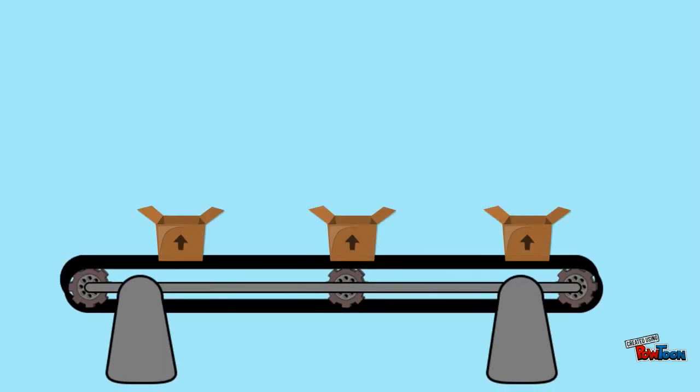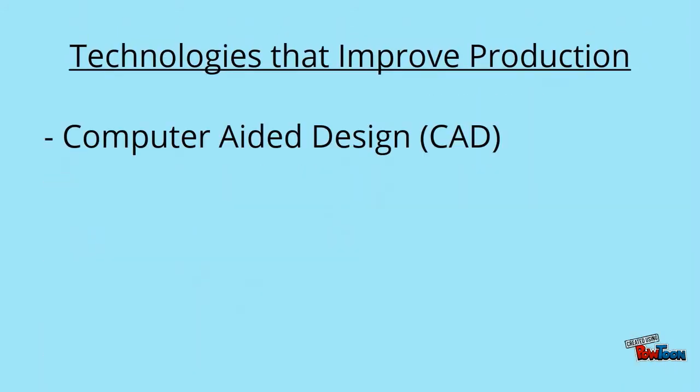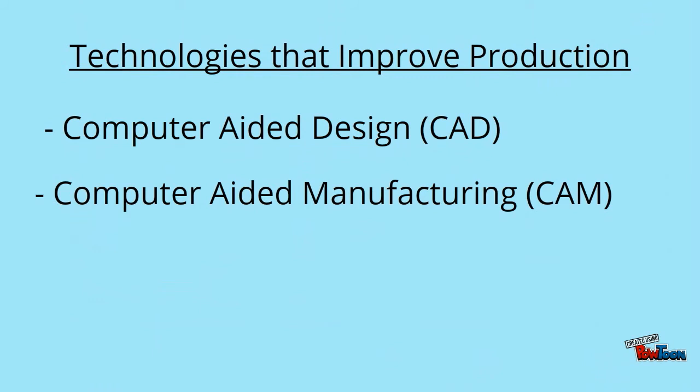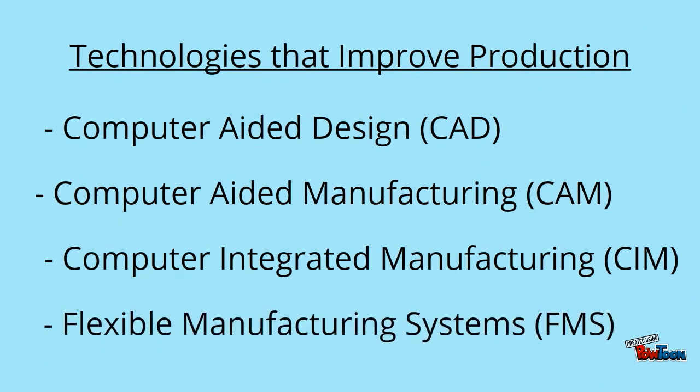Then we'll look at how technology is continually improving production and take a quick look at computer-aided design, which helps design products, computer-aided manufacturing, which helps build products, computer-integrated manufacturing, which helps streamline logistics, and flexible manufacturing systems, which increase the range of products that can be produced.